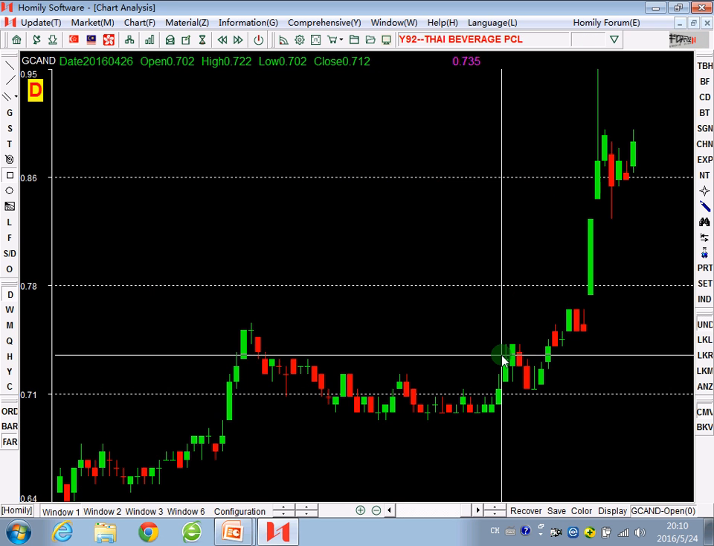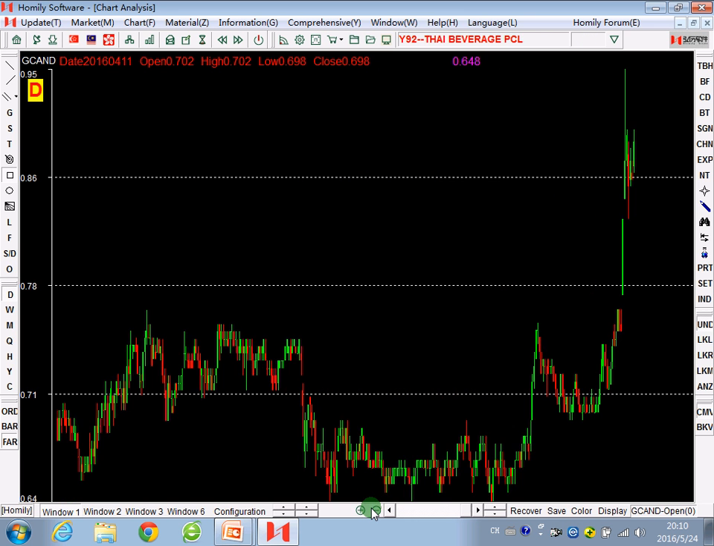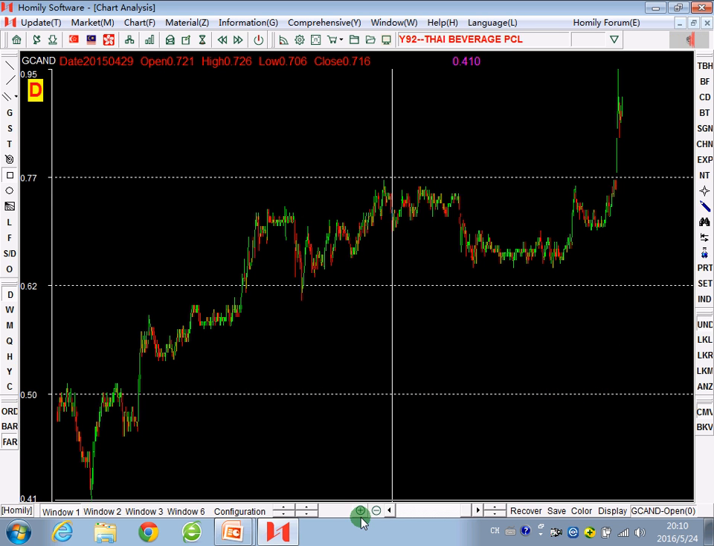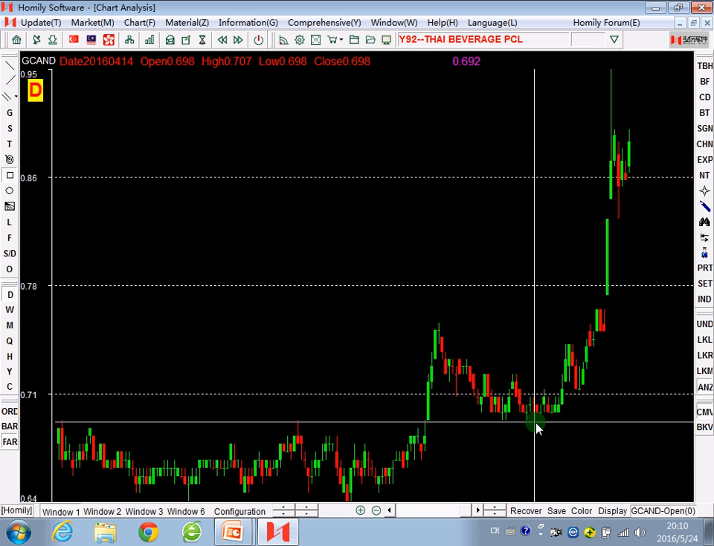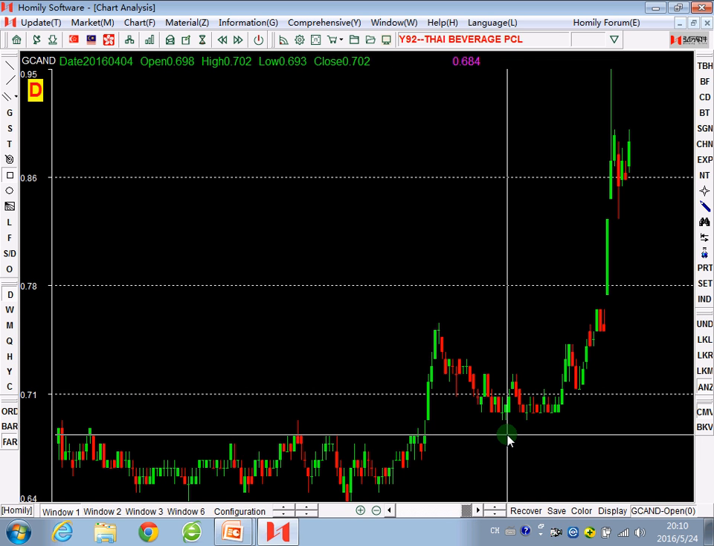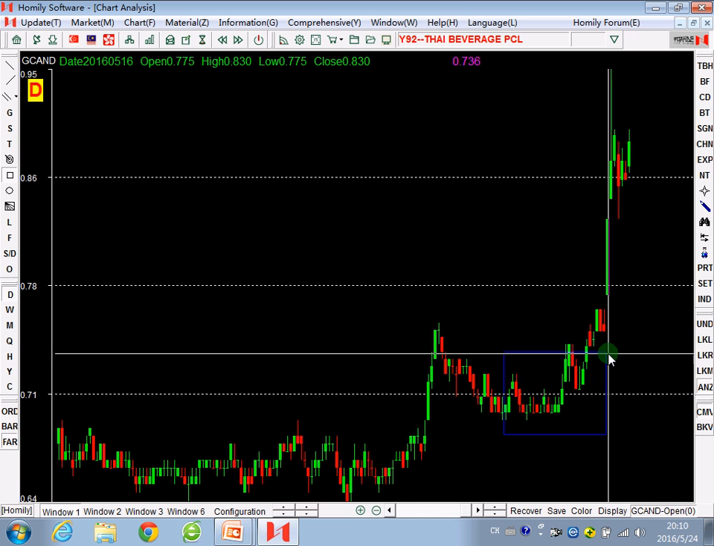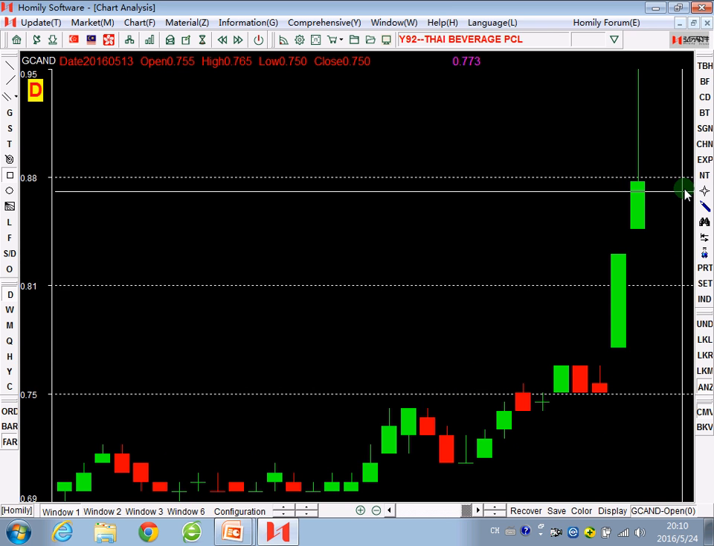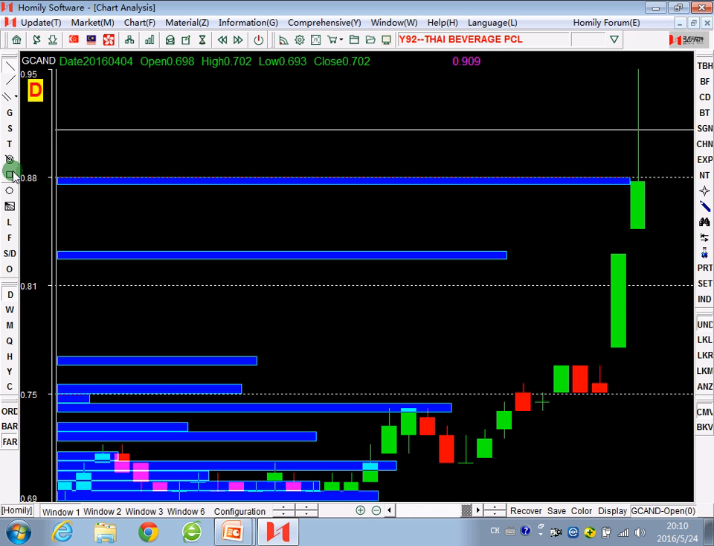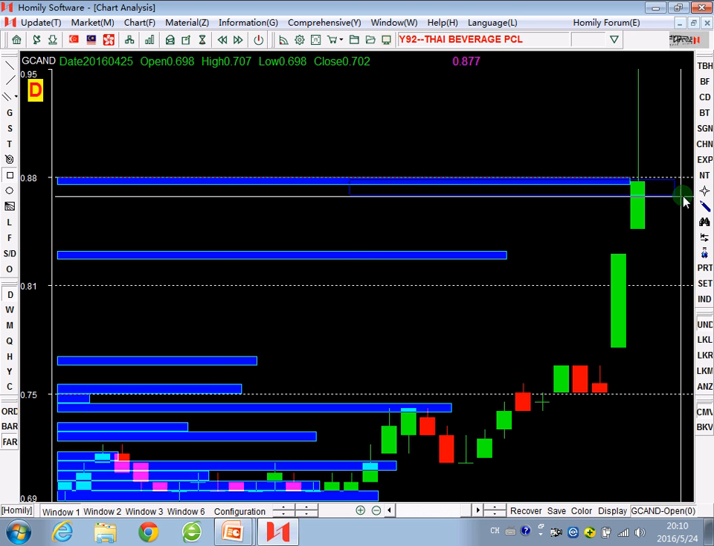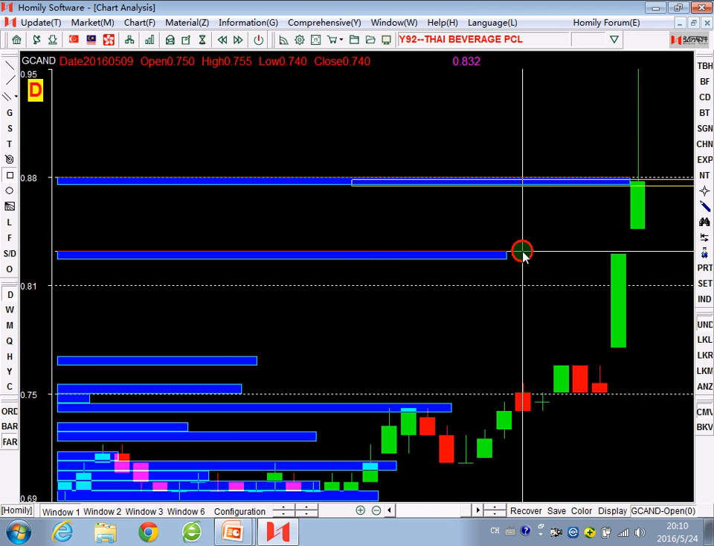Where is the next support? Or where is the next resistance? Okay, so we can see here. I can connect the low point to another high point. Maybe this is a low point. This is a high point. Okay. Now I can click CD, shift distribution. Then we know where is the support and where is the resistance.